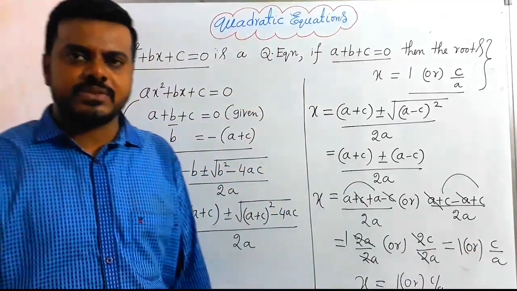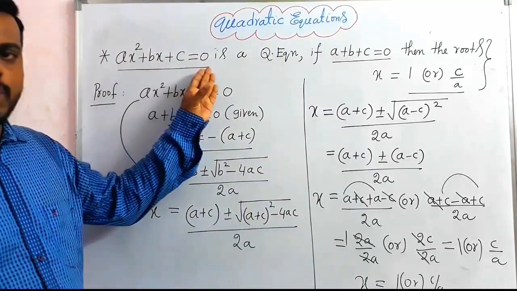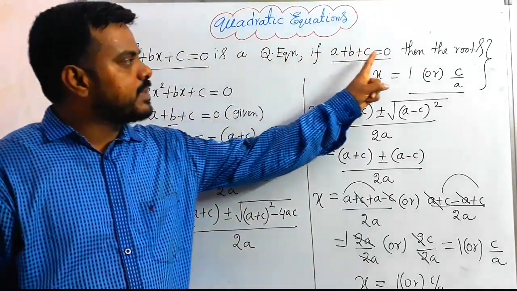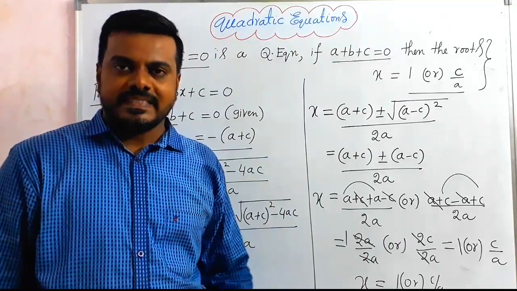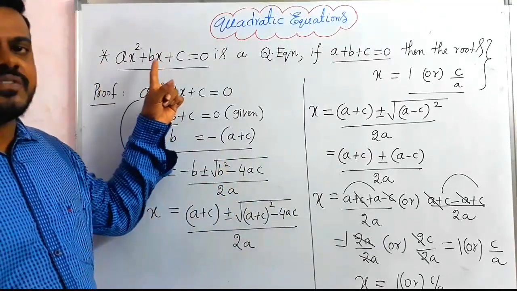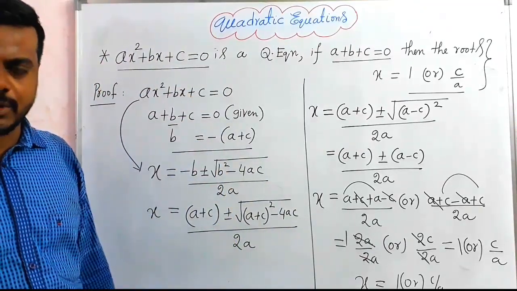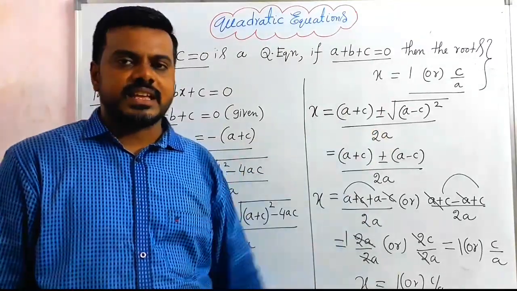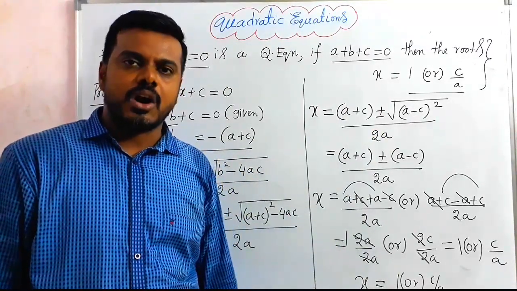So you all can observe here, in any quadratic equation, if a plus b plus c is equal to 0, that means the sum of all the coefficients including the constant is 0, then the roots are x is equal to 1 or c by a.